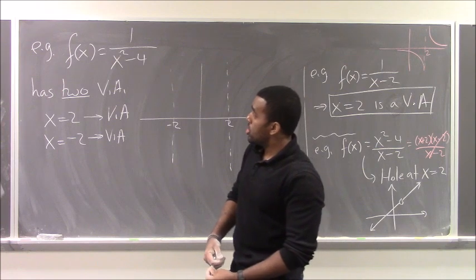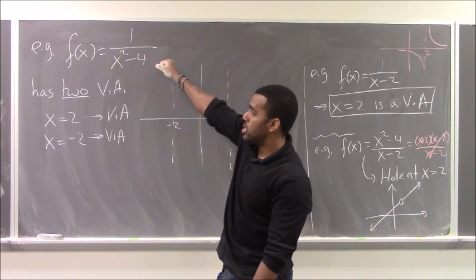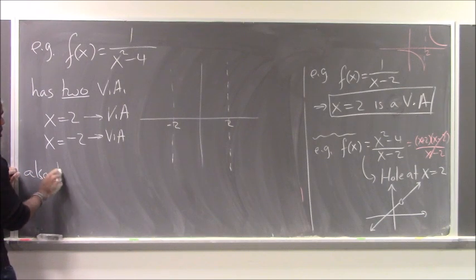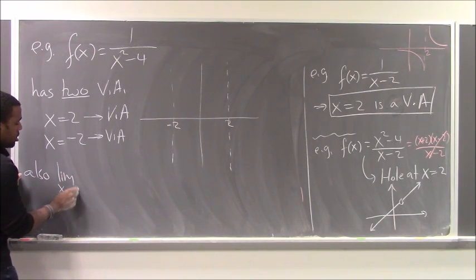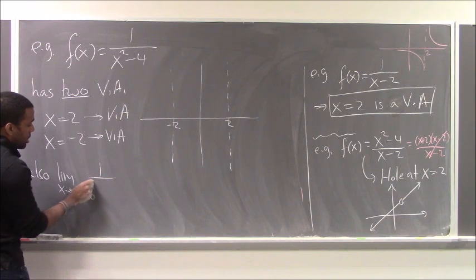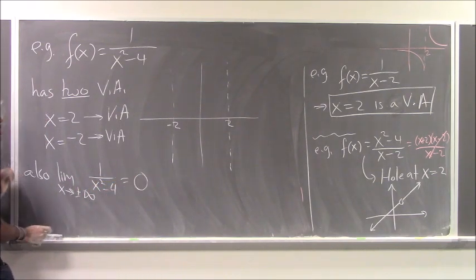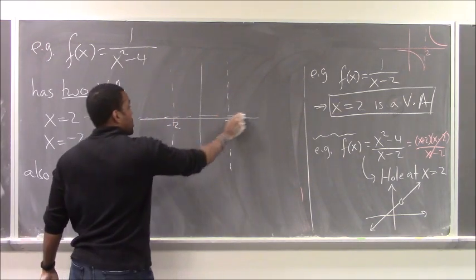One thing you can also notice, if I were to take the limit as x approaches plus or minus infinity of this, you actually get 0. So 0 is actually going to be a horizontal asymptote.